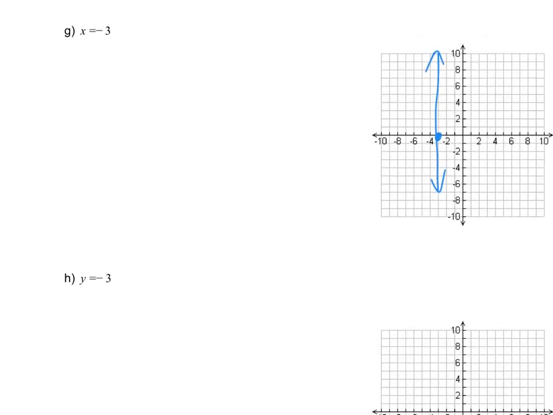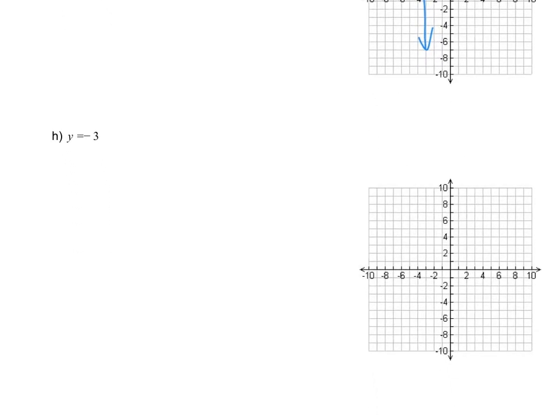All right, here's the other one. y equals -3. Where does y equal -3? Well, that's right there on the y-axis. So that gives me a horizontal line. And that is it for this section.